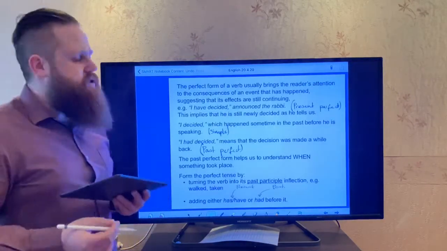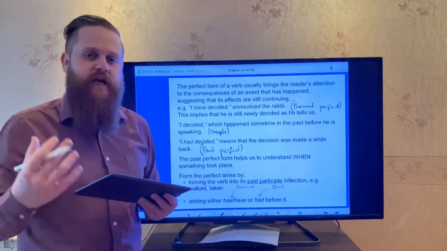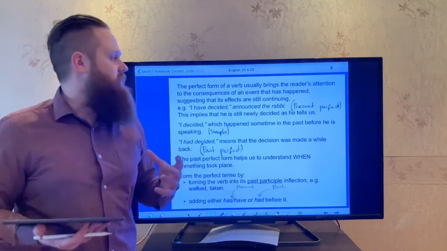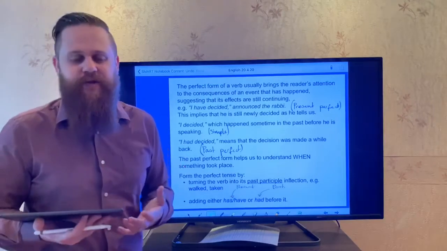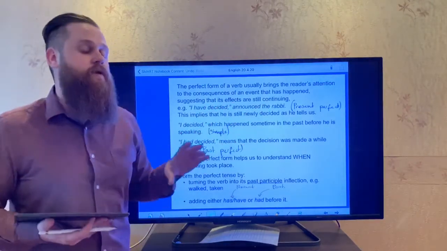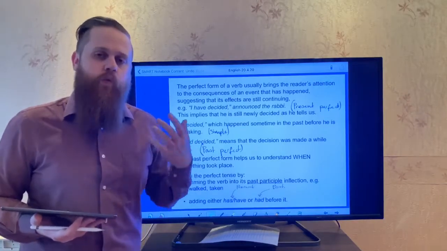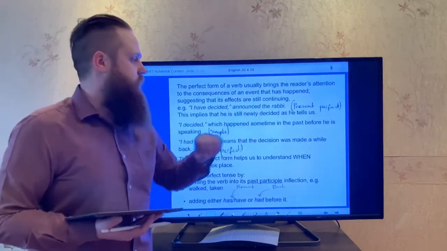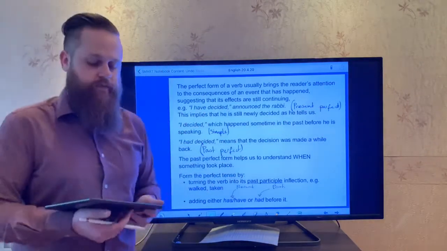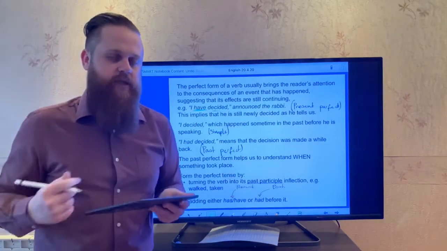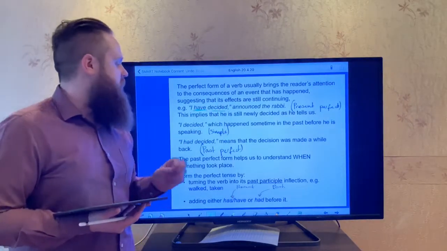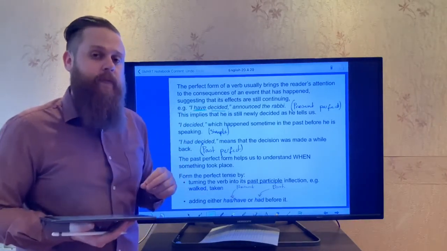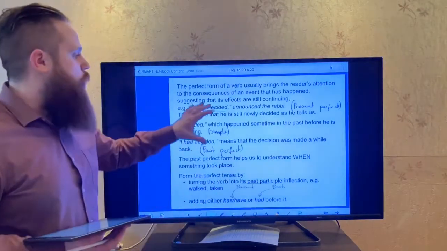Now then, let's look at this in the context of when Jessie came across the sea, okay? So the perfect form of verb usually brings the reader's attention to the consequences of an event that has happened, suggesting its events are still continuing. Basically, what that means is by using these different forms, it gives the reader an idea of when something has happened. So let's take it when the rabbi said, "I have decided," announced the rabbi. This is a present perfect. It says have, and it's got obviously the past participle. So this is present perfect. Now this implies that he has only just decided, before he's giving this speech, okay? So it's only just happened.